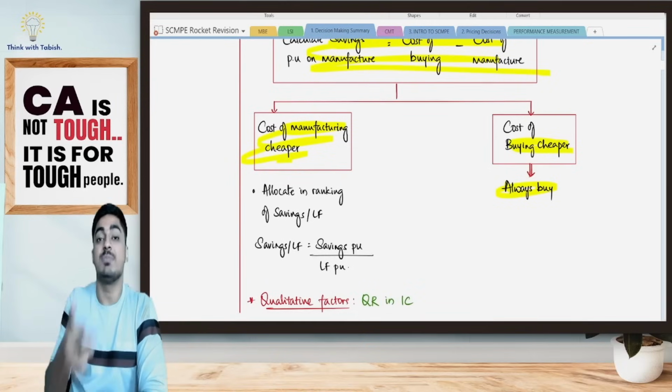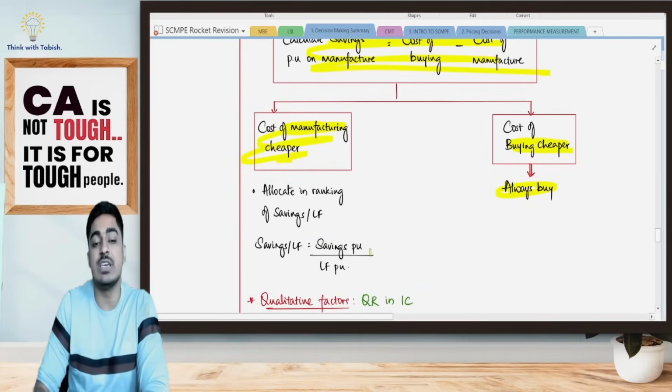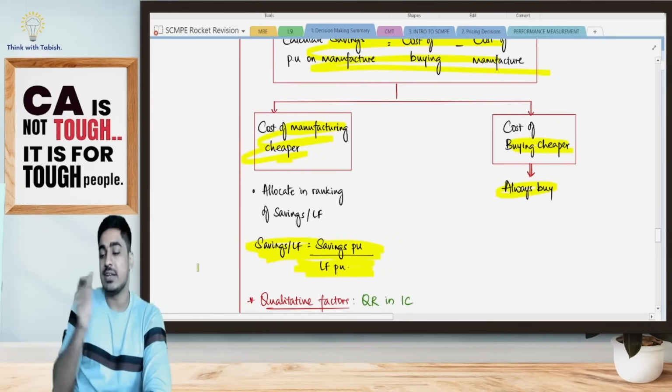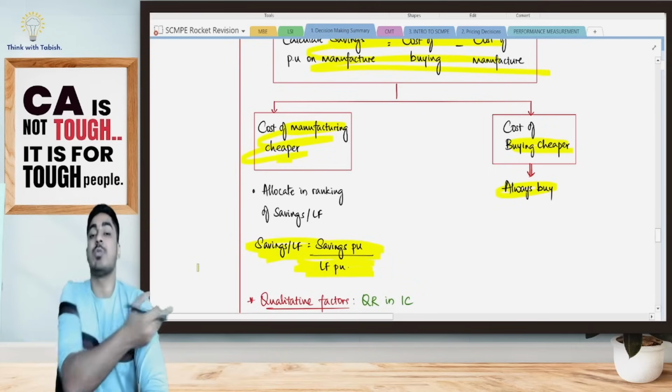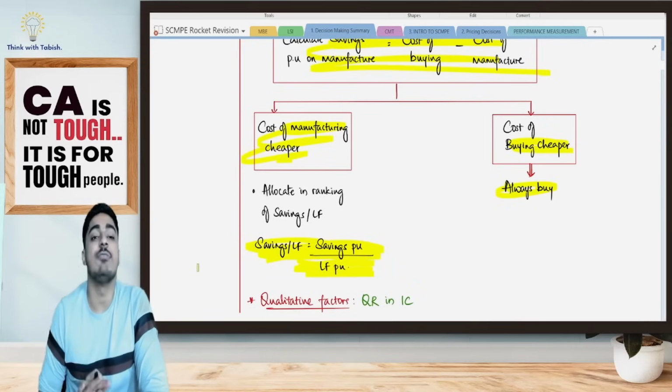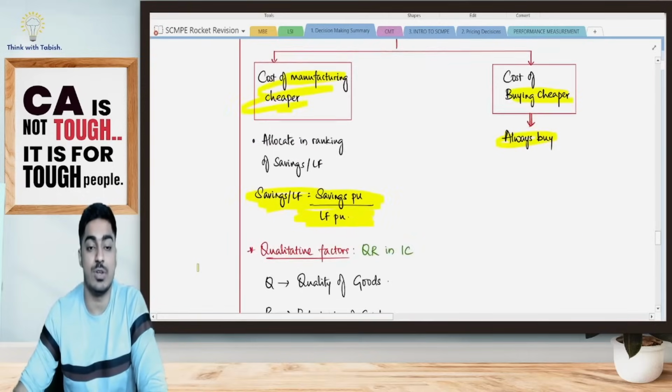I want my savings per limiting factor, which is my savings per unit divided by limiting factor per unit. I've got my savings per limiting factor. I will be giving the rankings. In that priority, I'll be manufacturing. Whatever I cannot manufacture, I'll be buying from outside. Is it clear? Again, a beautiful question it could be.